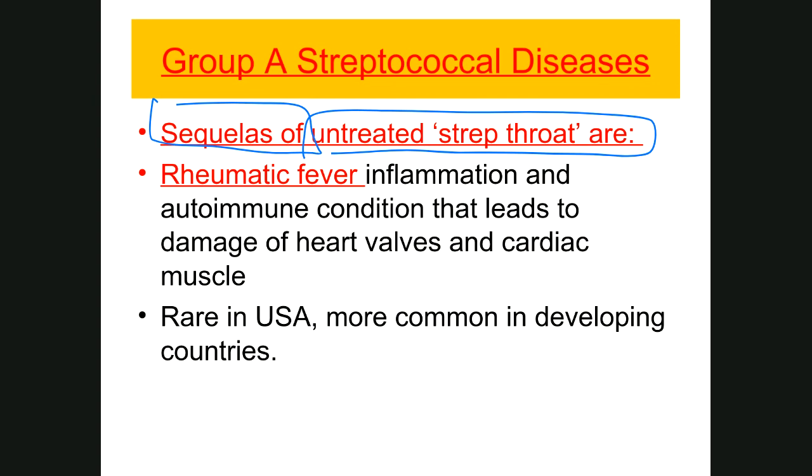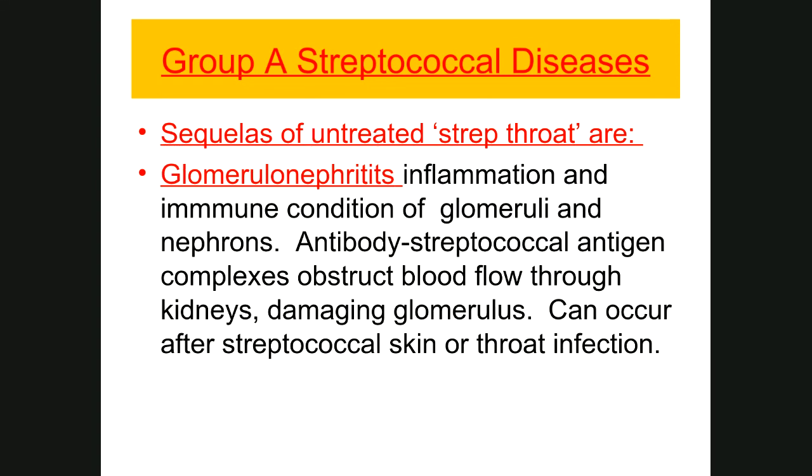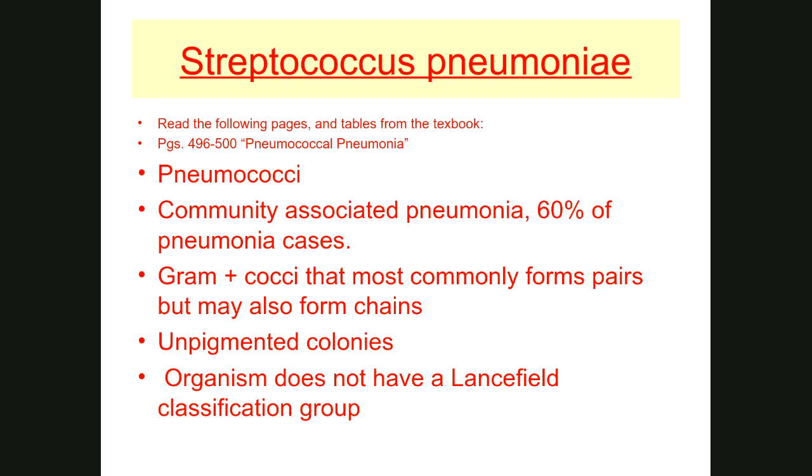It is rare in the United States because physicians know about the dangers of group A strep and they try to combat it, so it's not as common. The other sequela is glomerulonephritis. This is an inflammation and an autoimmune condition that destroys the kidneys. So both of these conditions could be deadly. So you should know what sequelas are and what causes them. Okay, questions?